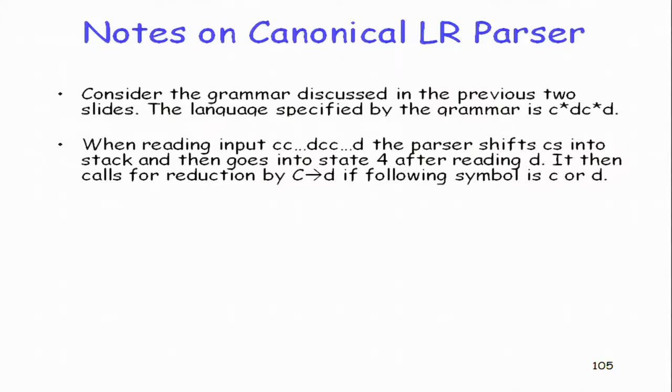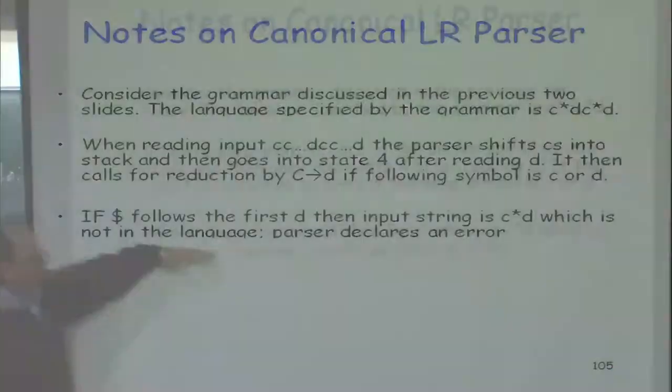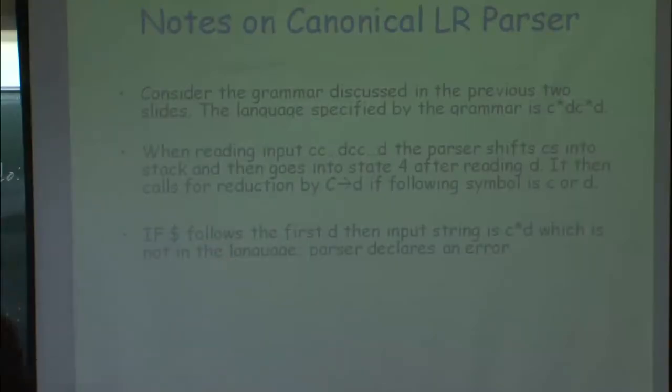The parser is going to shift all the C's onto the stack and then goes into state 4 after reading the D. And only here you will see that I will be able to do this reduction only if it is followed by C or D and not by dollar. Those are two different cases. And if dollar follows the first D, then we say that this input is incorrect, and the parser goes into another state. In the earlier case, it would have just done a reduction.